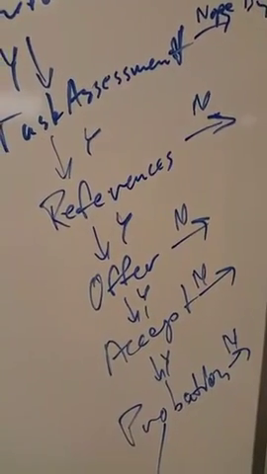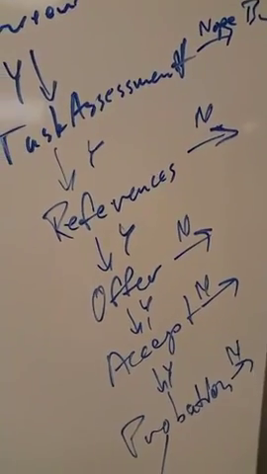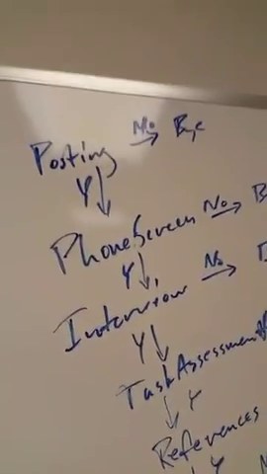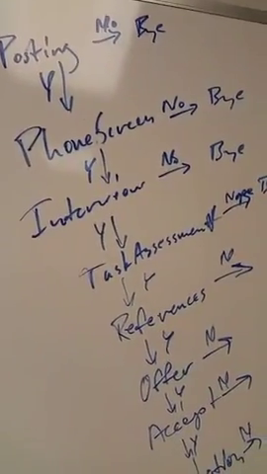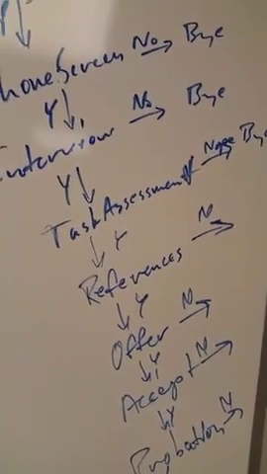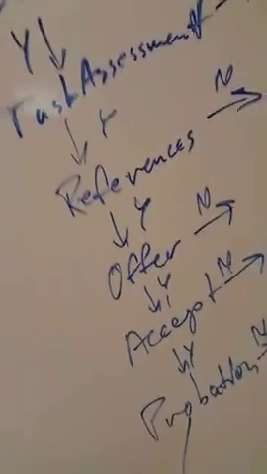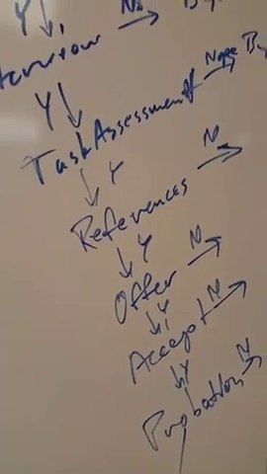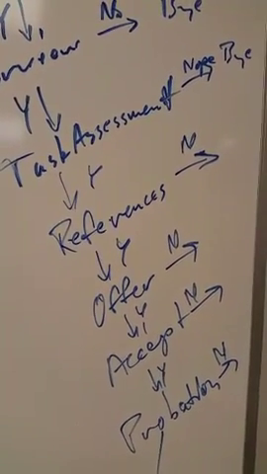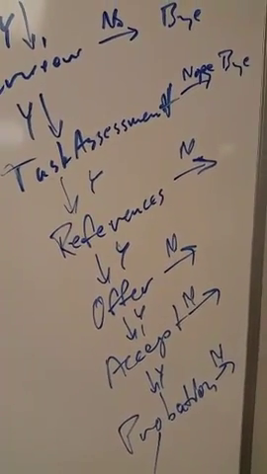Then the offer. Have a structure for your offer. So they pass the references, right? They pass the posting, the phone screen, the first interview, the task assessment or second interview. References are good. Now the offer. You want to talk to them more about what the job is. Have a structure, have a paradigm.